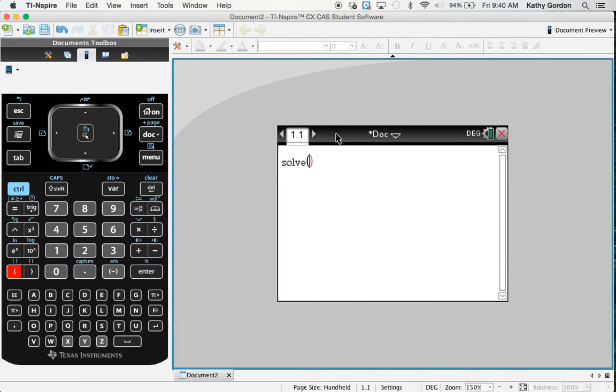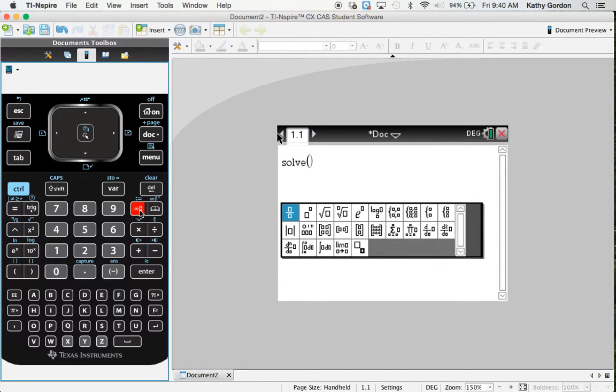So in this case, what we want to solve is not just a single equation. We want to solve an entire system. And the way to put in a system is over here beside the book. You see that where it's got the bracket things and then the little boxes? Click on that.